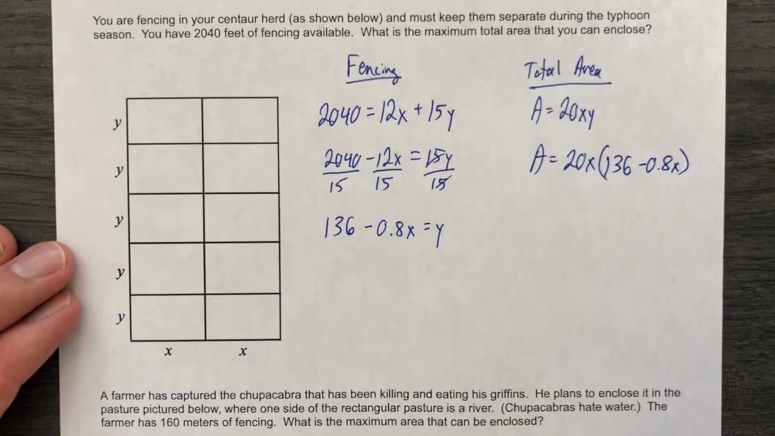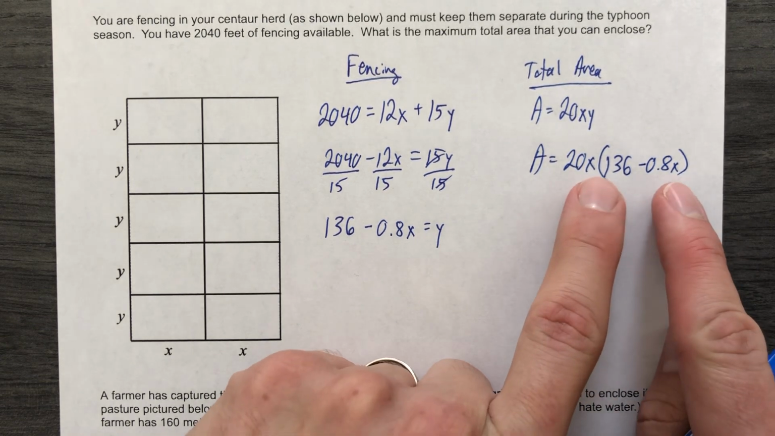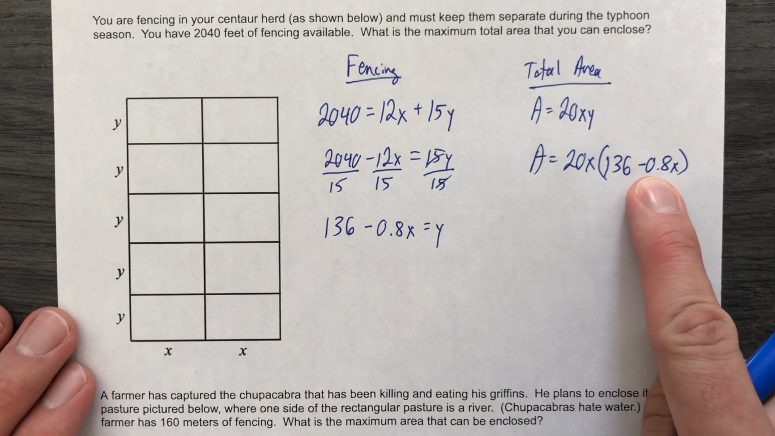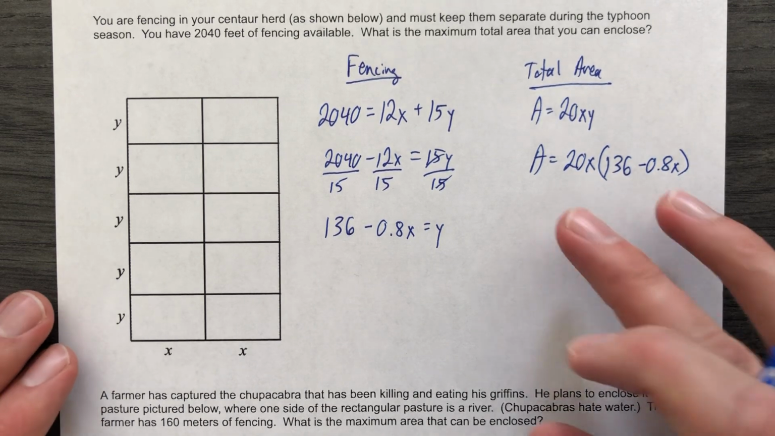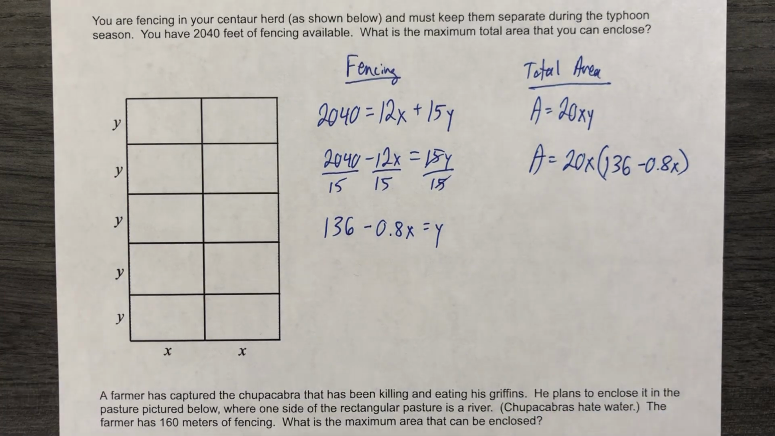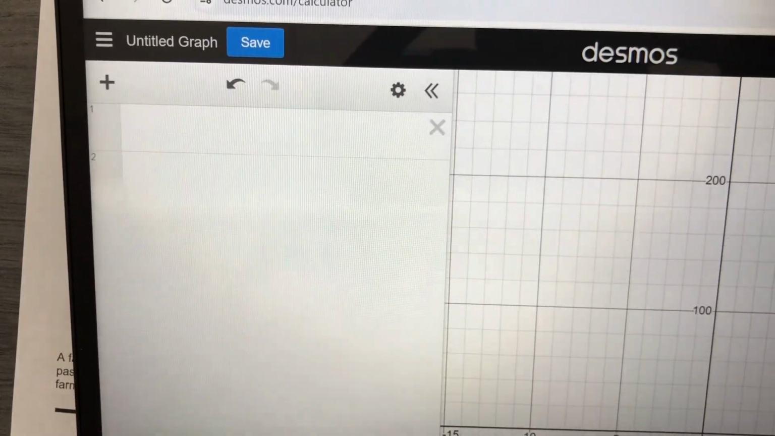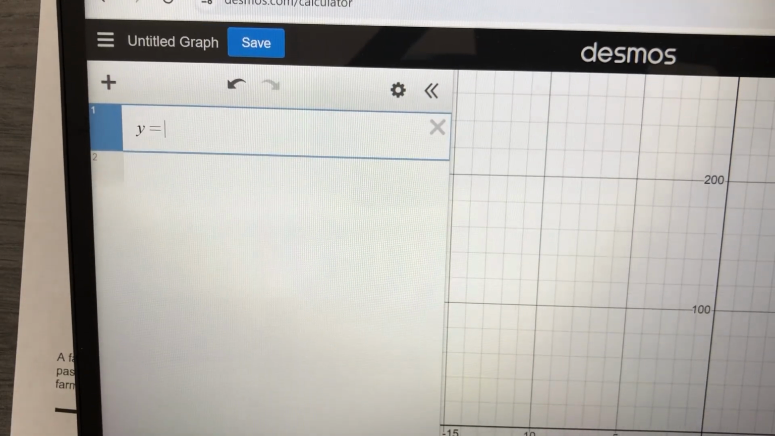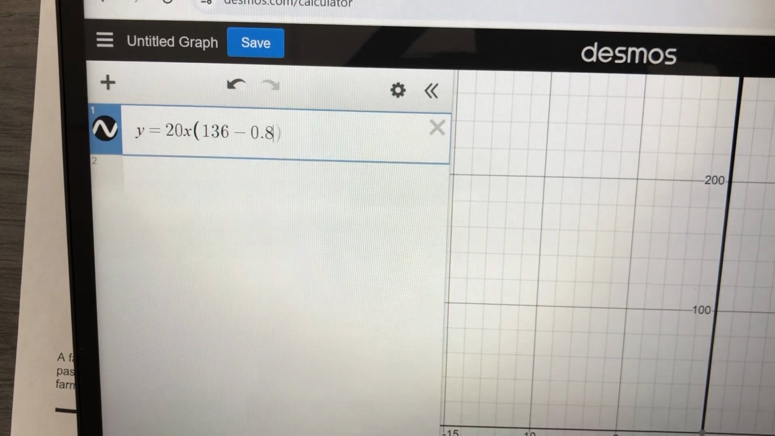And we could distribute that if we wanted to. I'm not going to. By the way, it is a quadratic, which we can see. It's going to be x squared. There's our degree. And it's a negative quadratic because we'd have 20 times negative 0.8, meaning it's going to go down, down. It's one of those in behavior type things. So let's type y equals 20x and then 136 minus 0.8x.